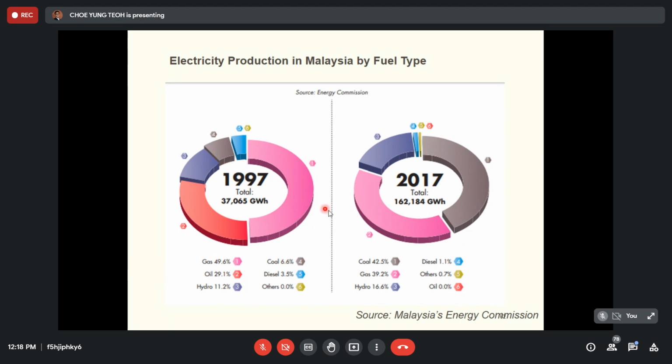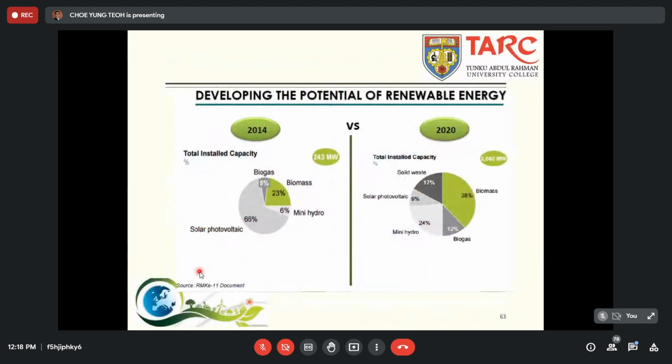You can see that mostly, we use coal and gas nowadays, and hydro 16.6. Okay, diesel is for rural areas. Maybe transportation is not too good, so we still use a diesel power plant. So we can see that we rely on coal and gas greater than gas and oil. We have changed our focus.